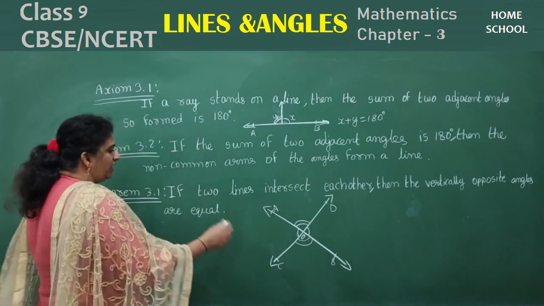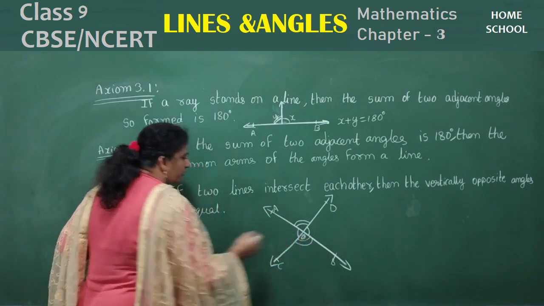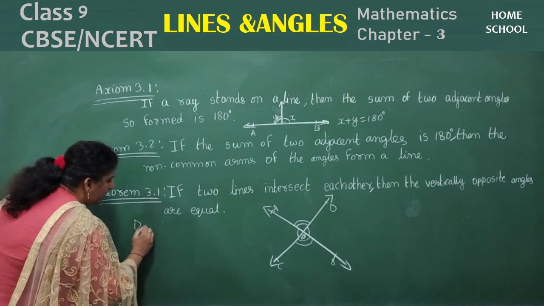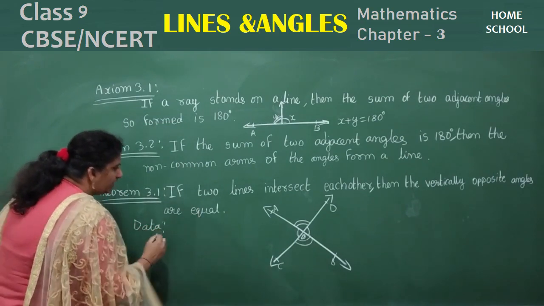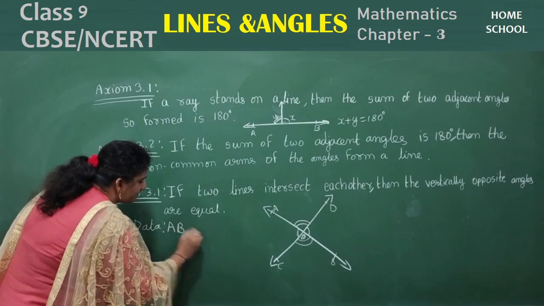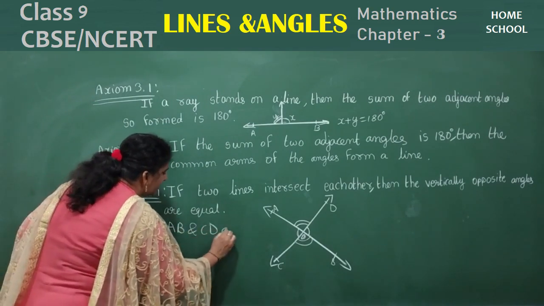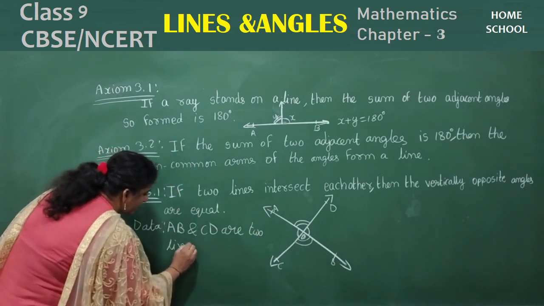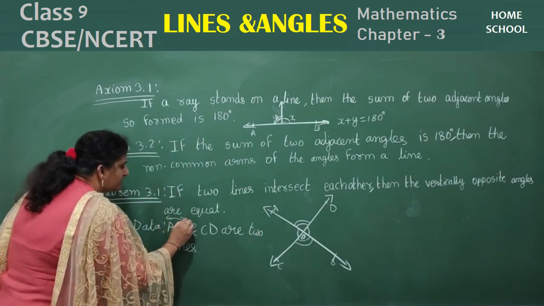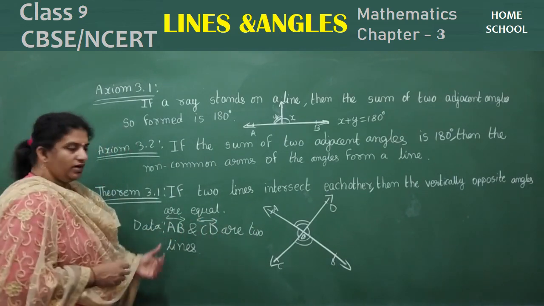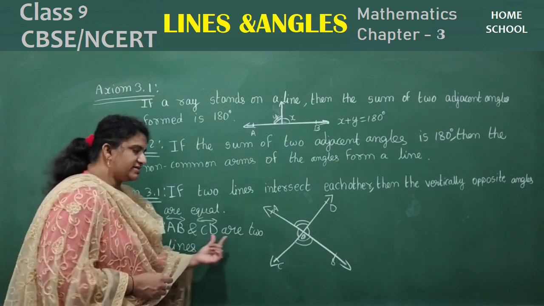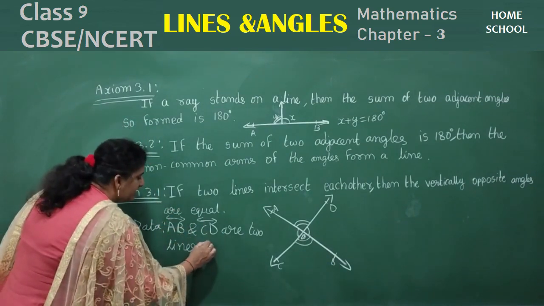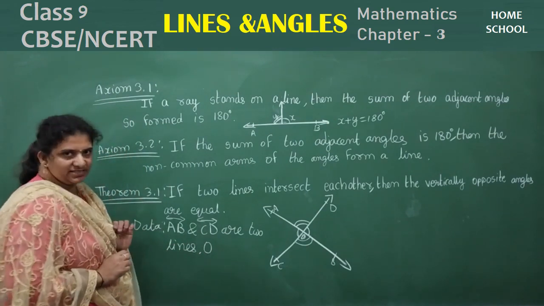Look here carefully. So I can write this angle O, right? So let's start our data here. What is the data given here, children? There are two lines. AB and CD are two lines. Given AB and CD are two lines. If you want, you can represent it like this also. AB and CD are two lines. They are intersecting at O. They are intersecting at O, right?